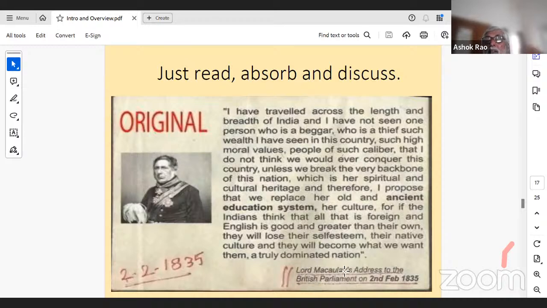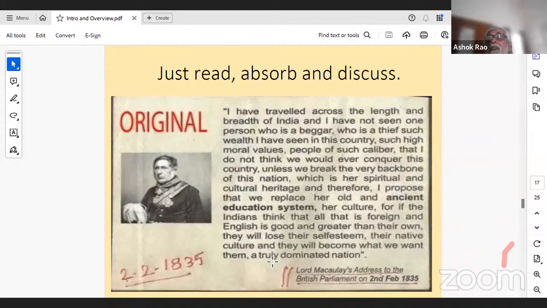This is Macaulay's address to the British Parliament on 2nd February 1835. He says, after traveling through India, he has not seen a single beggar or a thief. So much wealth they have. He says, I propose that we replace our old and ancient education system, our culture. For if the Indians think that all that is foreign and English is good and greater than their own, they will lose their self-esteem. They will become what we want them, a truly dominated nation.